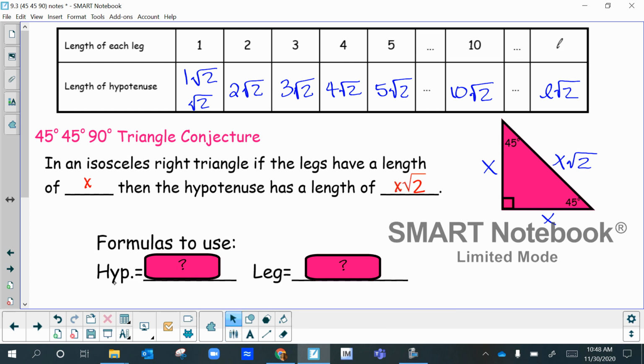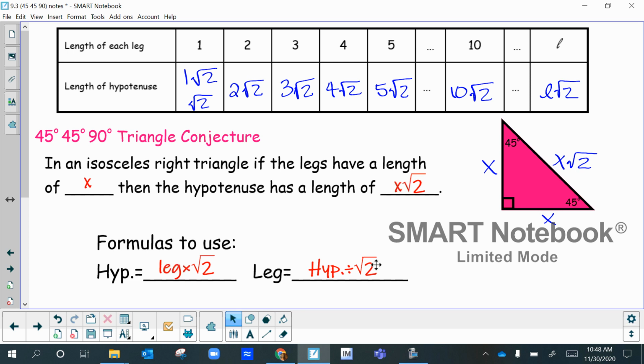So if we're ever going to solve for the hypotenuse, that means we probably know the leg. And so all we do with the leg is times it by radical 2. What if we're trying to solve for the leg, which means we're probably given the hypotenuse? So what do we do to the hypotenuse? We take that hypotenuse and divide by radical 2.